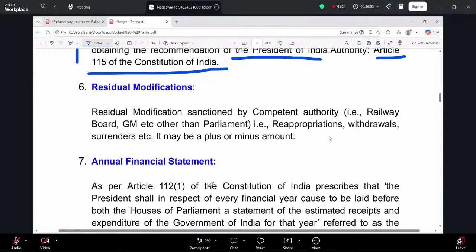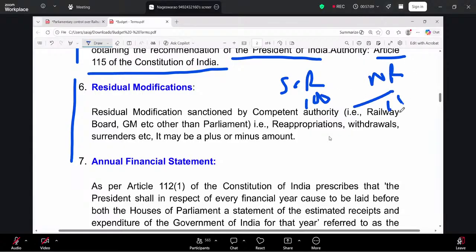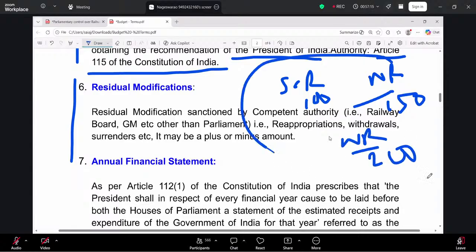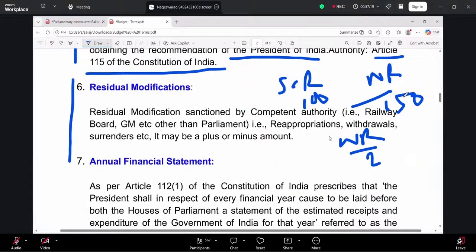And what is the residual modification? I told you, in the expenditure order, it is a reappropriation within the Railway Board, because SCR got 100, Northern Railway got 150, the Western Railway got 200. So it is all internal. With internal, it is adjusted. That adjustment is called residual modifications.